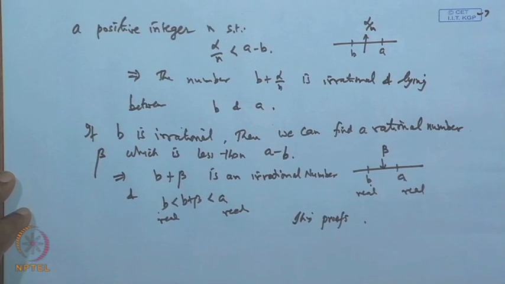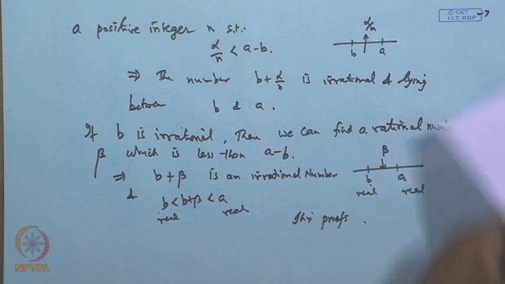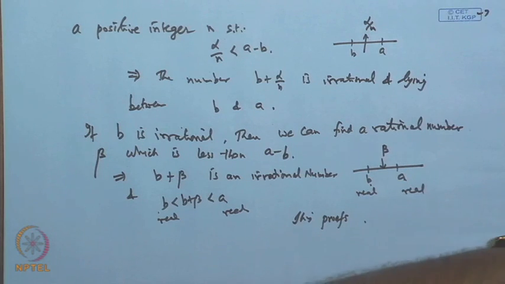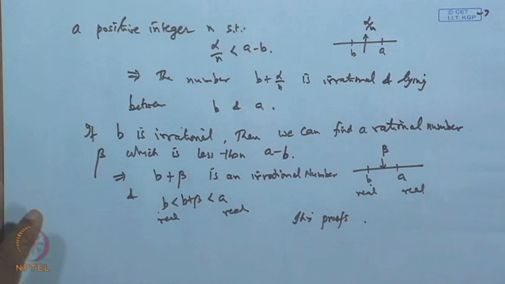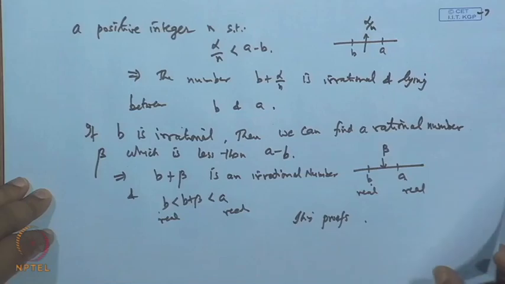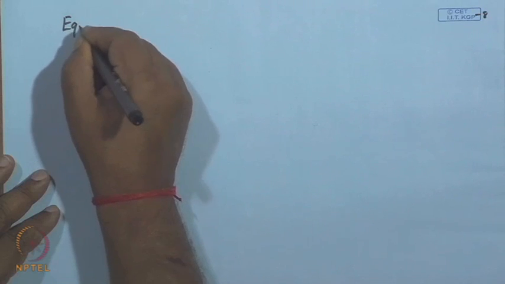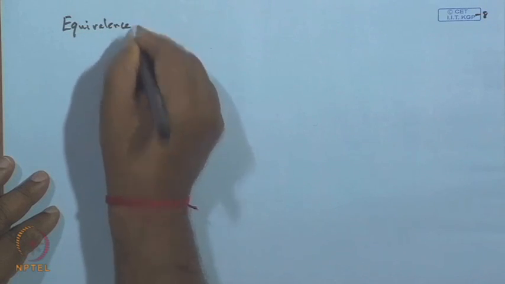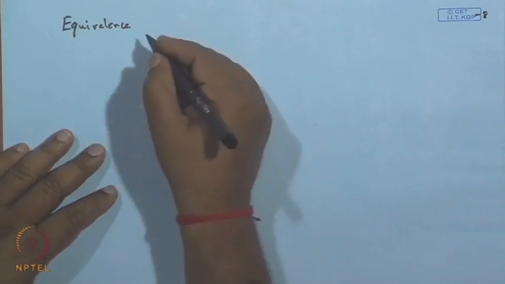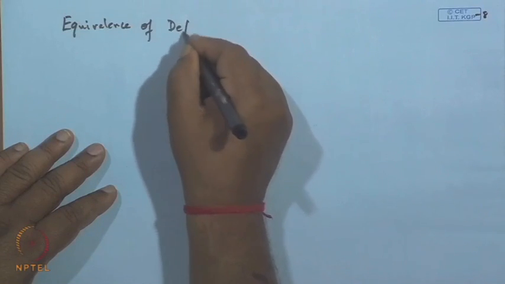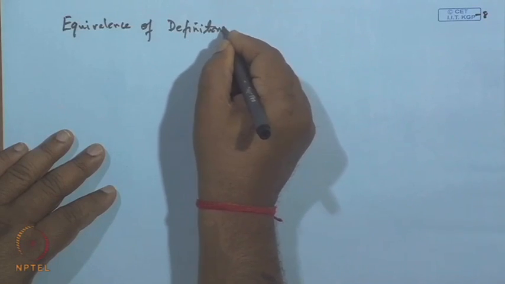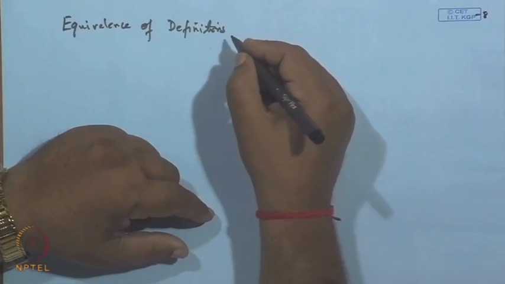Now, before going for the limit etc., we will see the main thing, that is the equivalence of the definitions of Dedekind and Cantor. Okay. So, let us see the equivalence of the definitions of Dedekind and Cantor.